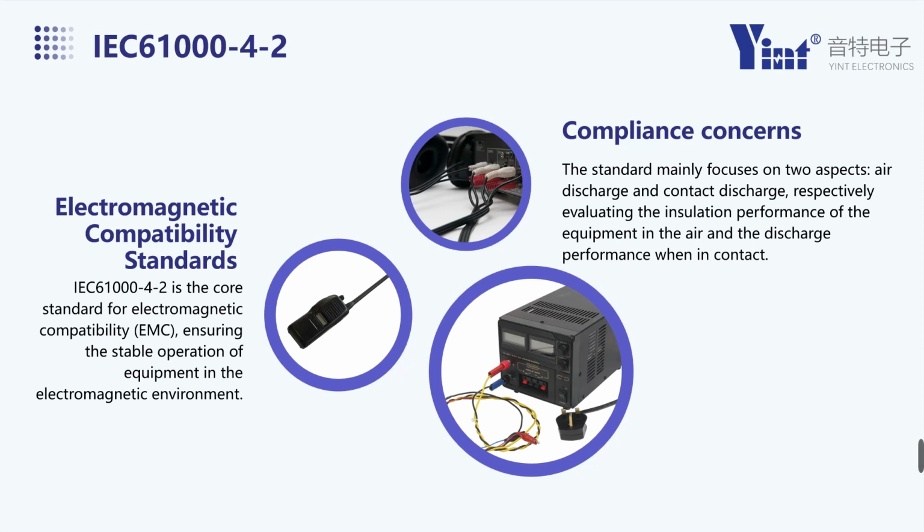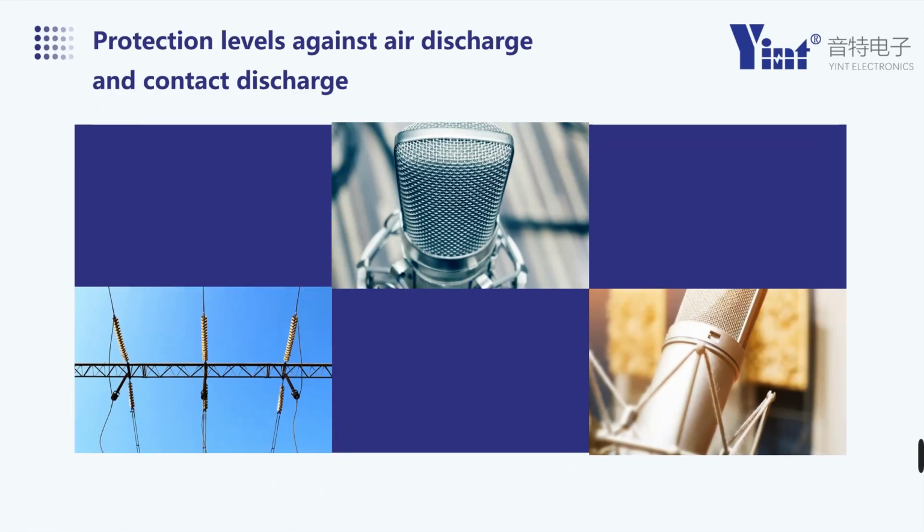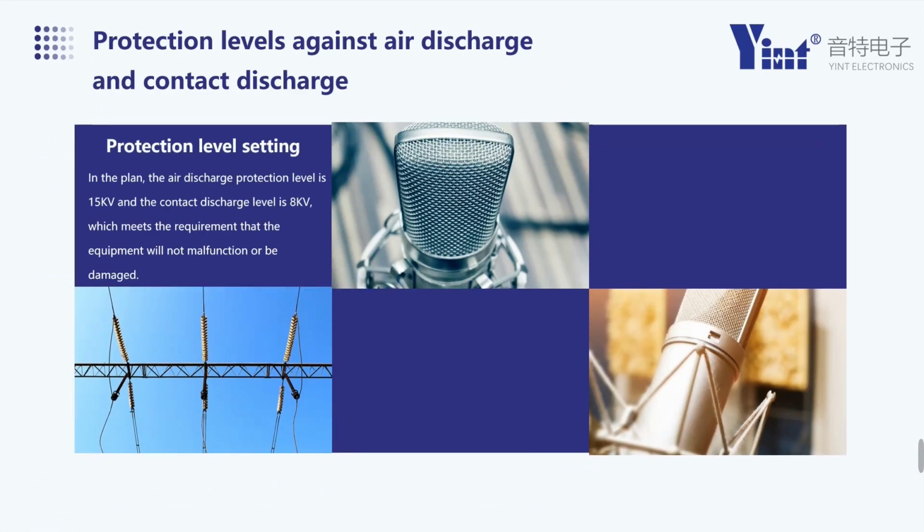The standard mainly focuses on two aspects: air discharge and contact discharge, respectively evaluating the insulation performance of the equipment in the air and the discharge performance when in contact. The air discharge voltage is usually 15 kV and the contact discharge voltage is 8 kV, ensuring that the equipment operates trouble-free under these voltages. In the plan, the air discharge protection level is 15 kV and the contact discharge level is 8 kV, which meets the requirement that the equipment will not malfunction or be damaged.